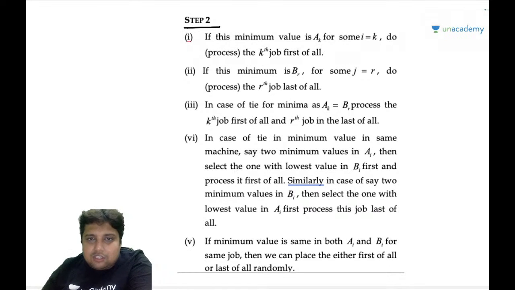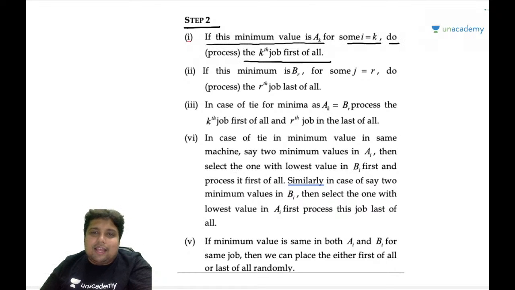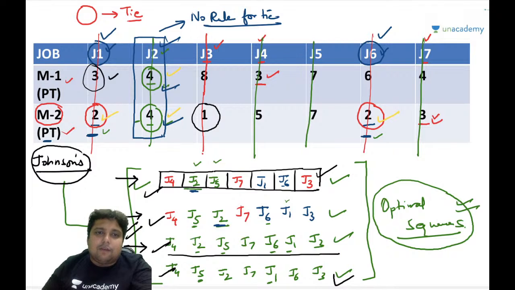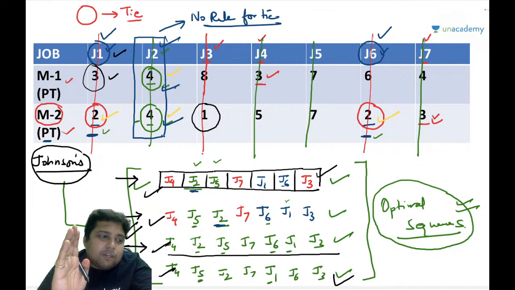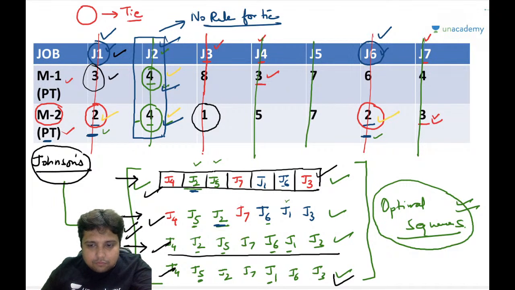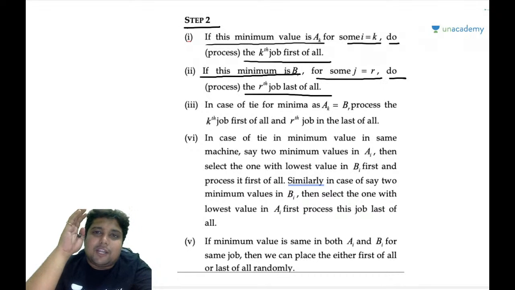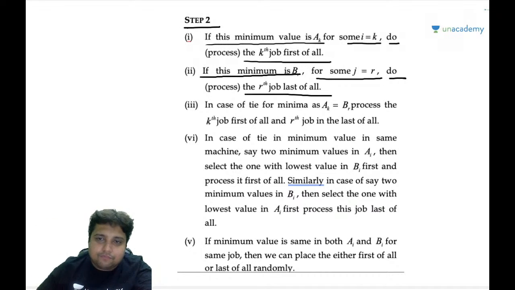Now step 2 is the large step, because there are variations in step 2. It says that if this minimum value is A_k for some i equal to k, do the kth job first of all. It says that if the minimum time is on machine 1 for any job, let's say J1, do that job at the very first. Then it says if the minimum is B_r for some j equal to r, do the job last of all. So if this particular minimum time is on machine B, we do that job at the very end.